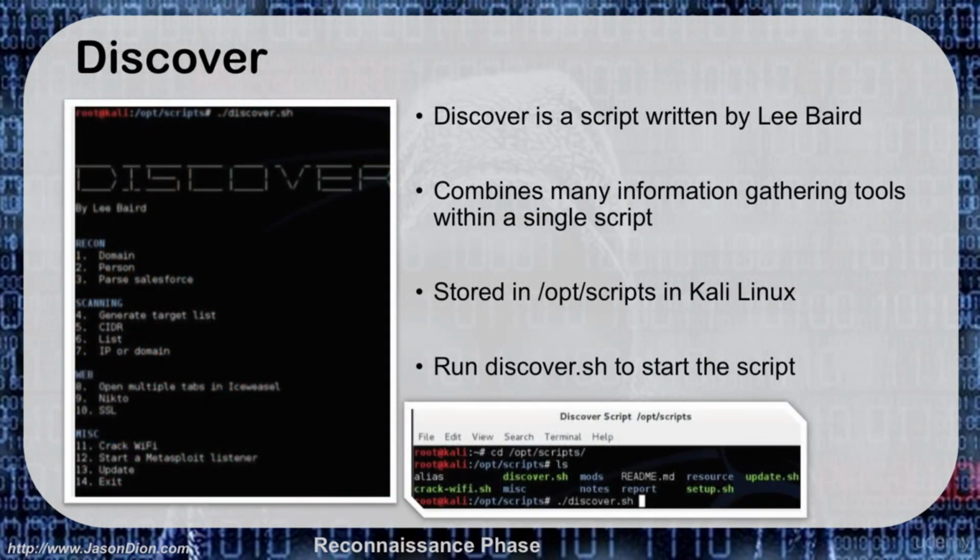The next tool is one that comes inside of Kali Linux. It's stored in the scripts folder, and it is a tool written by Lee Baird. It's called Discover. Discover combines many information gathering tools with a single script that gives you a menu-driven interface. You can run discover.sh, which is a shell script, to start the script, and then we can start going through and doing different things with it, such as our recon for our domain, our person, or our Salesforce. We can do scanning. We can use Iceweasel to search websites. We can crack Wi-Fi passwords. There's a lot of tools. There's about 15 or 20 tools all shoved into this Discover script, and it makes your job much easier.